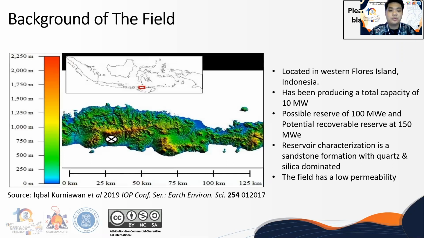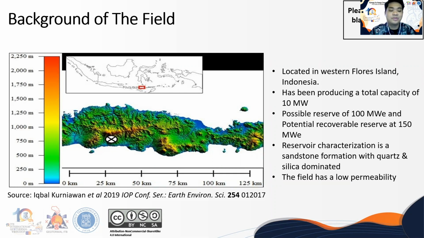This paper was studied on well X as part of Ulumbu Geothermal Field located in Western Flores Island, East Nusa Tenggara, Indonesia. The field has been producing a total capacity of 10 megawatt, and it's a vapor-dominated reservoir underlain by a liquid-dominated reservoir at approximately 230 to 240 degrees Celsius. Previous study has indicated possible reserve of 100 megawatt electric and potential recoverable reserve of 150 megawatt electric. It was observed that the reservoir characterization of this field is a sandstone formation with quartz and silica dominated.